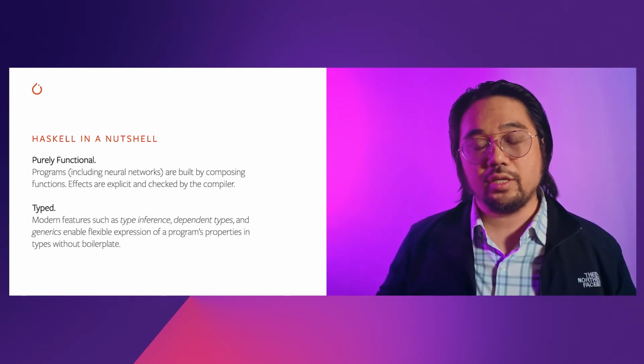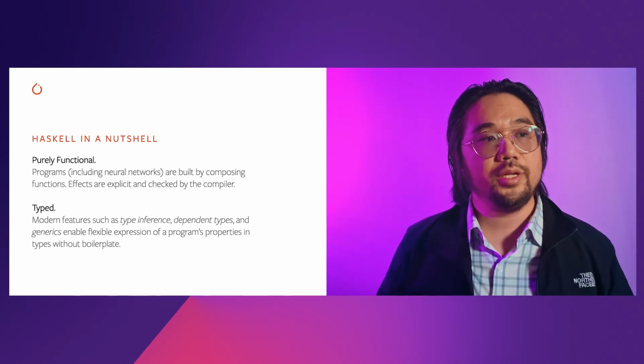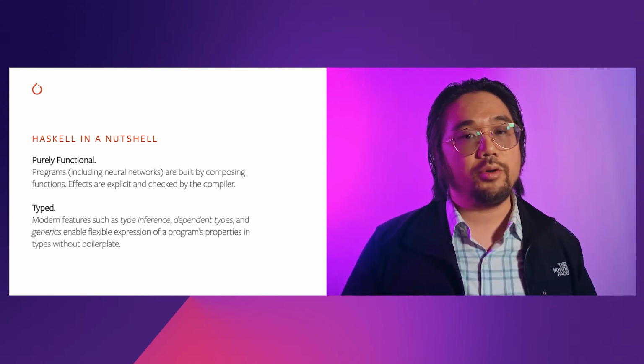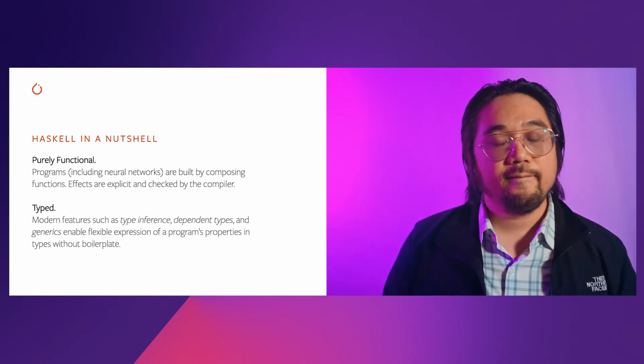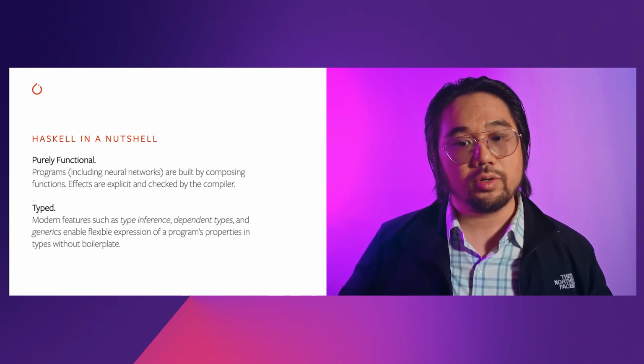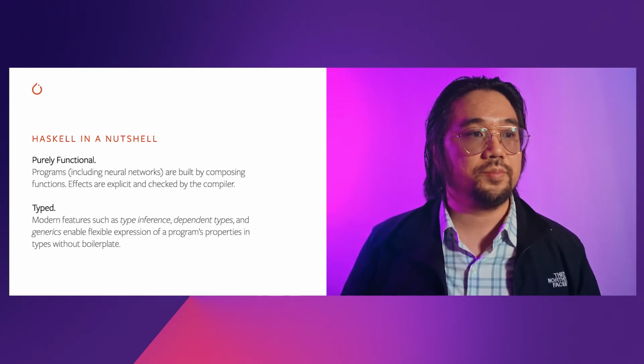This also extends to how neural network computations are implemented in Hasktorch. You use the composition operators and higher order functions that are built into Haskell. This reflects how functional programming and neural networks are a natural fit for each other.